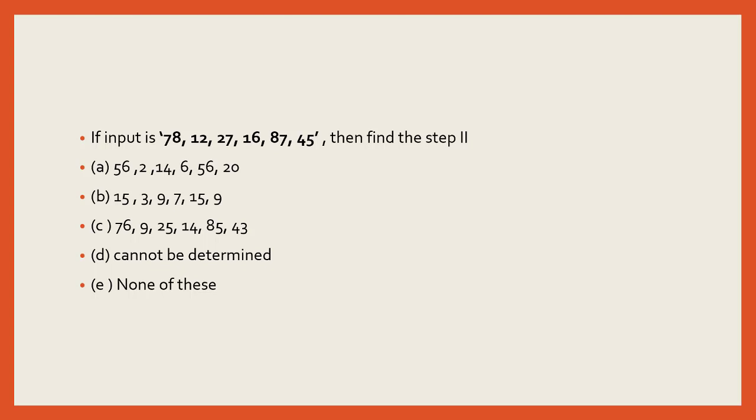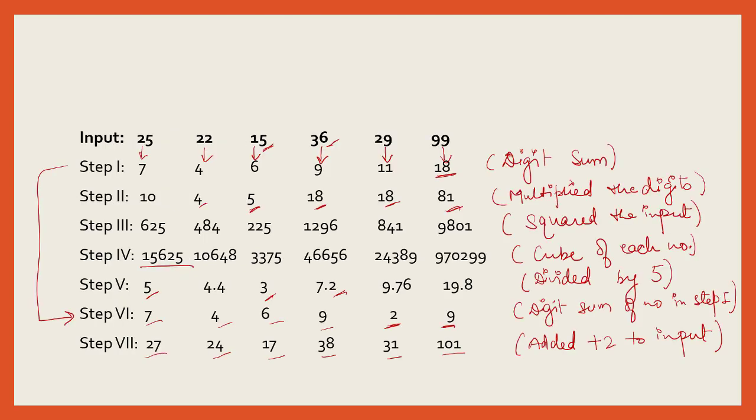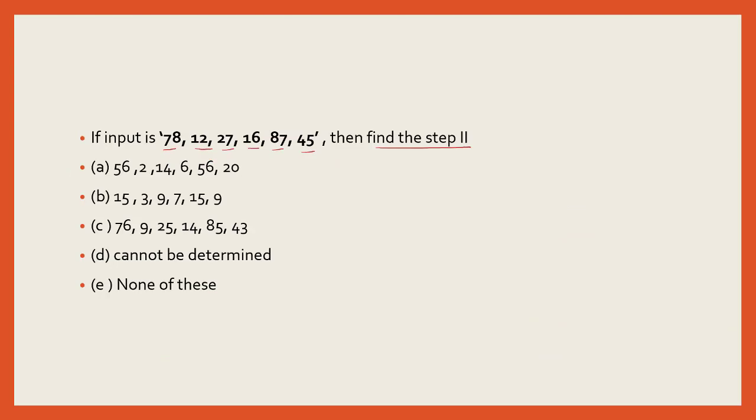So this is an extension of the previous example. If the input is 78, 12, 27, 16, 87, 45, find step 2. Let's recall what was step 2. Step 2 was multiplying the digits of the number given in the input. So 7 into 8 should be 56, 1 into 2 should be 2, 2 into 7 should be 14, 1 into 6 is 6, 8 into 7 is again 56, and 4 into 5 is 20. That means our answer is option number A.